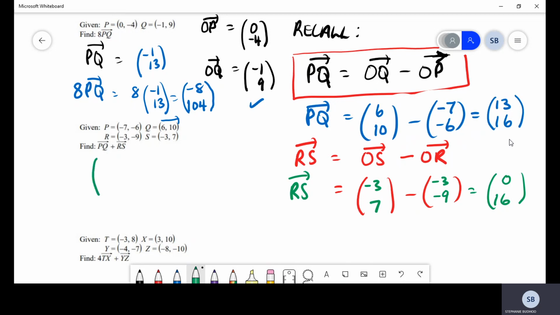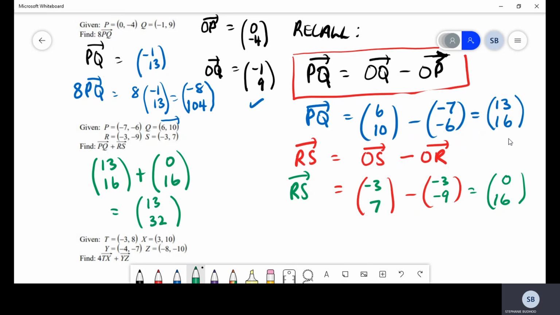So now we have our values for PQ and RS. PQ worked out to be 13, 16, and RS worked out to be 0, 16. I hope I am working out my values correctly. I'm just working them off the top of my head, so if there are any small calculator errors, please forgive me, but you get the point. Okay, guys, so that's how to work out question 2.